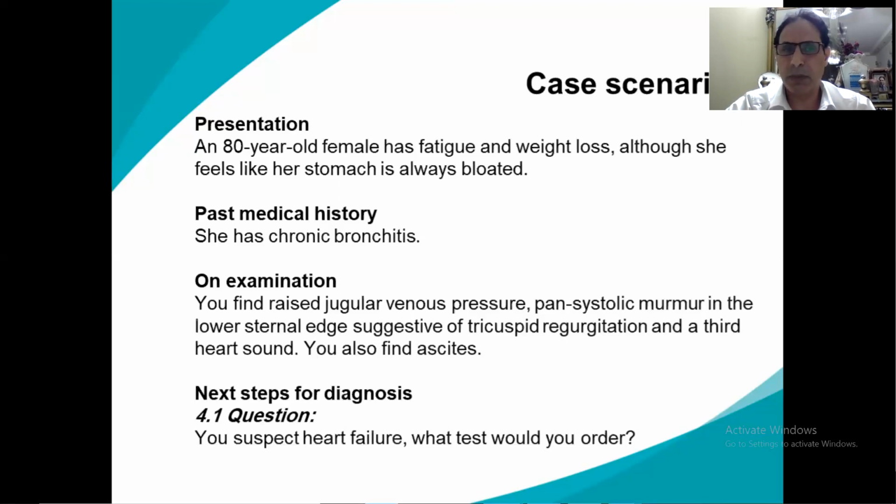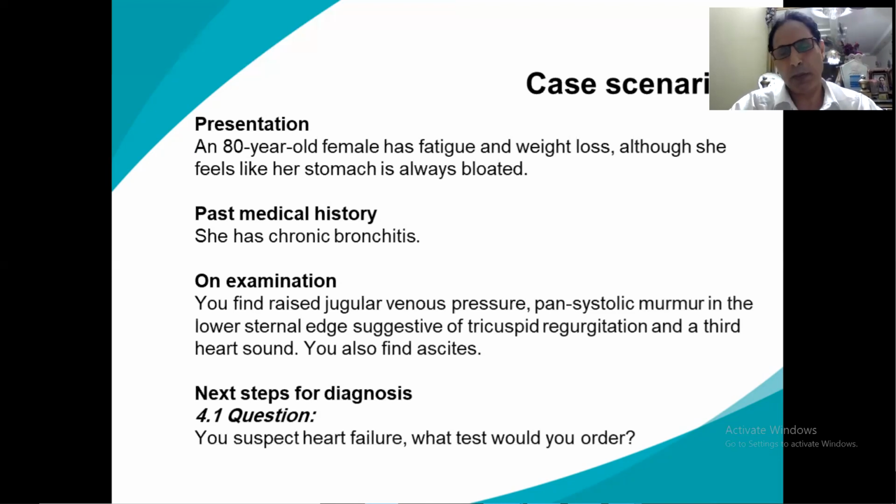This pansystolic murmur, if it is at the lower left sternal edge, suggests tricuspid regurgitation, and a third heart sound. As you know, a third heart sound means ventricular dysfunction. So in summary: old-age female, fatigue, weight loss, a history of chronic bronchitis, JVP elevated with tricuspid regurgitation, and in addition ascites. In such a case, you suspect heart failure.